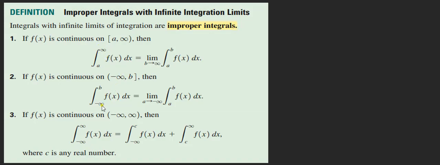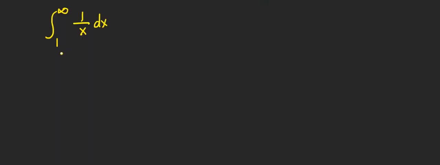And the second case is when the lower limit is negative infinity, going to b. And the third case is when you go from negative infinity to infinity. So in this video, we'll talk about how to evaluate improper integrals. So let's find the integral of 1 over x dx from 1 to infinity.